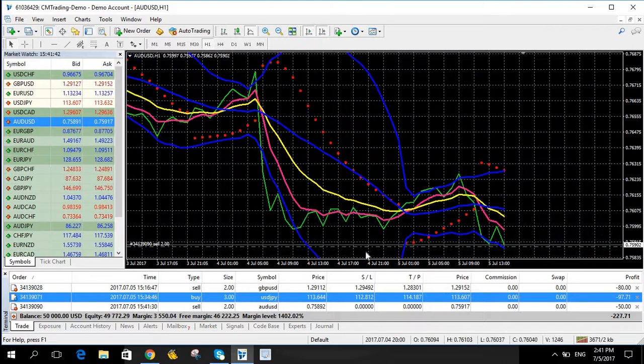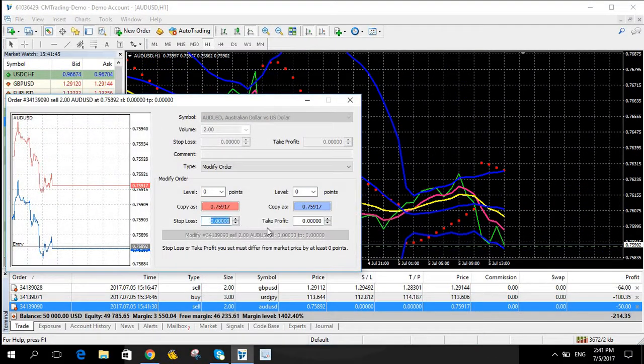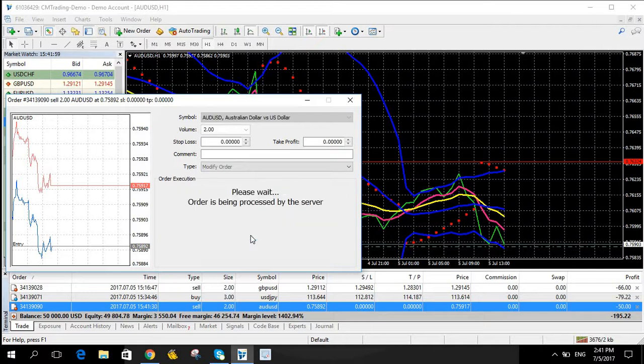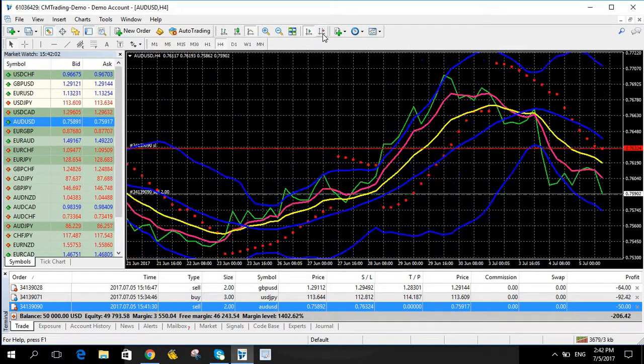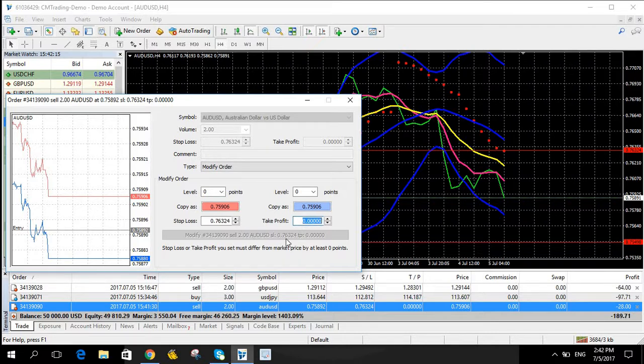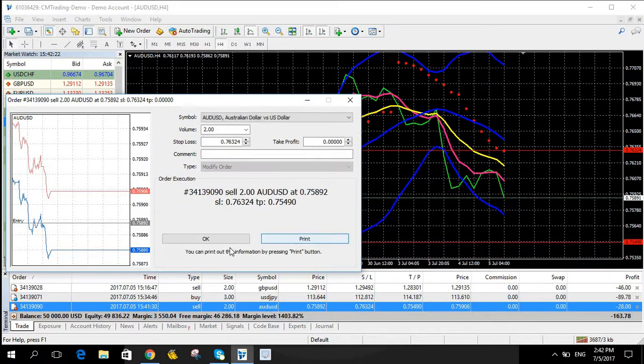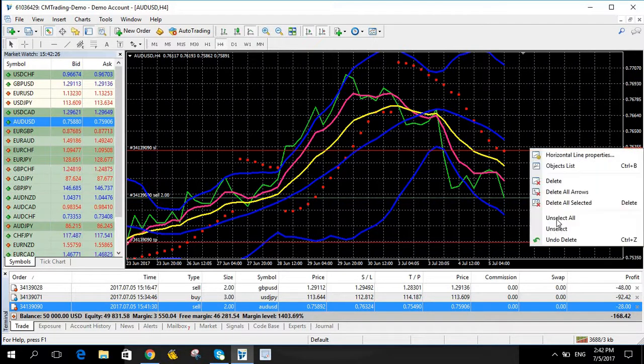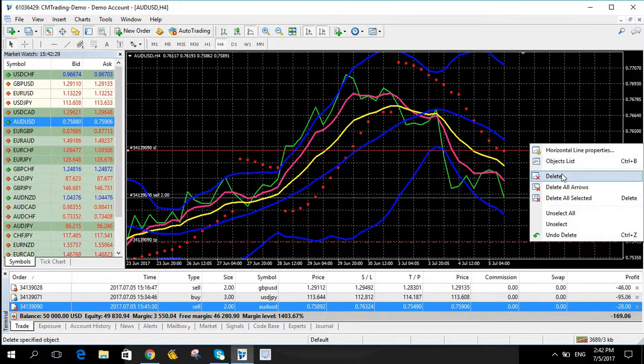I come to 1 hour, and then I set my stop loss right behind the first dot. That is 0.76324. I move to a higher time frame where I can see clearly, and then say somewhere here I place my take profit, 0.75490, and then I delete the horizontal line.